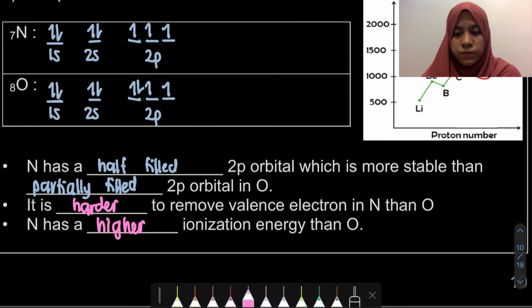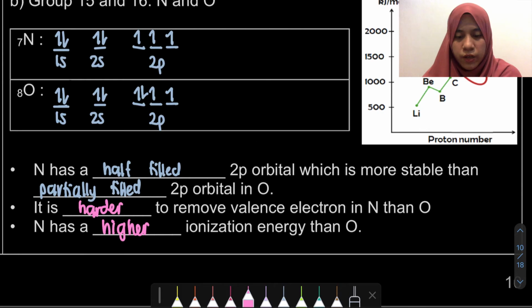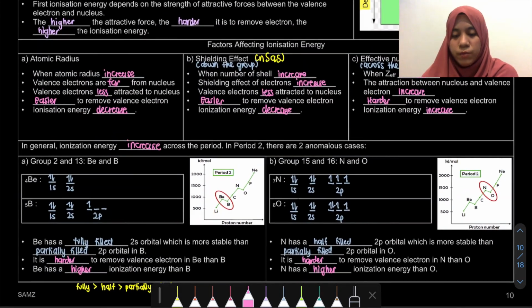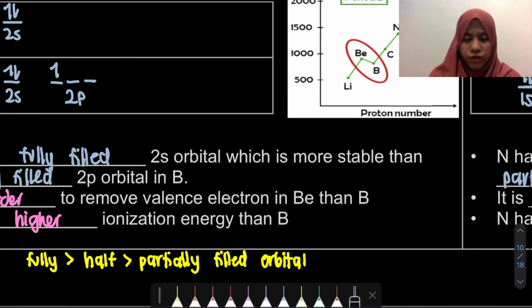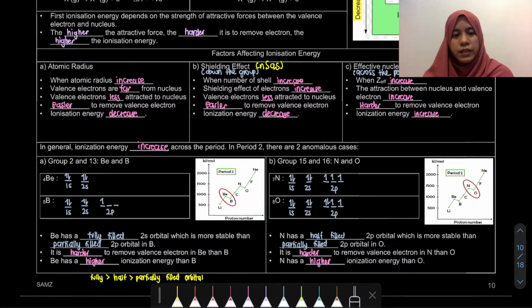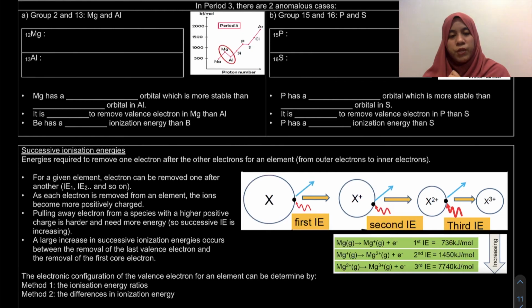Okay, so these are the two anomalous cases for period 2. Remember, anomalous is like in our chapter 2, chromium and copper. It is easier for you to write down the orbital diagram, talking about our fully filled, half filled, partially filled orbitals. Now let's look at the case of period 3. Period 3 is the same.